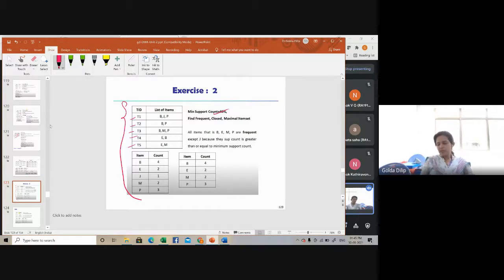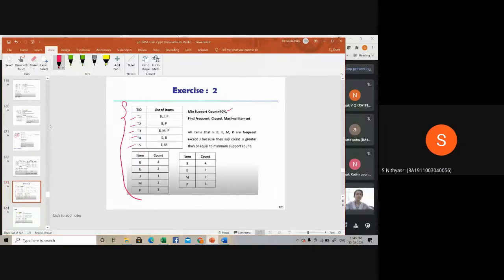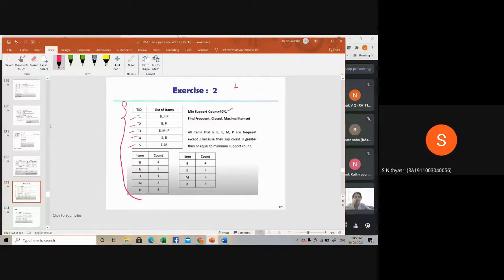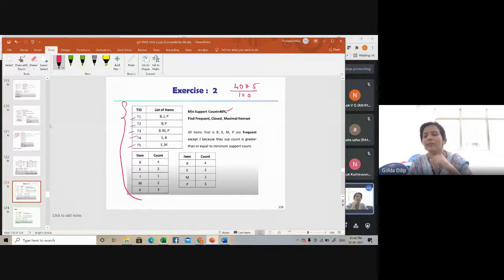The minimum support count is 40%. If the minimum support is 40%, what is the value of min sup? It's given in percentage. Can somebody tell me? Ma'am, is it 2? How do you get 2? Ma'am, 40 into 5, because the number of transactions is 5, divided by 100. Very good. That's how you get it.